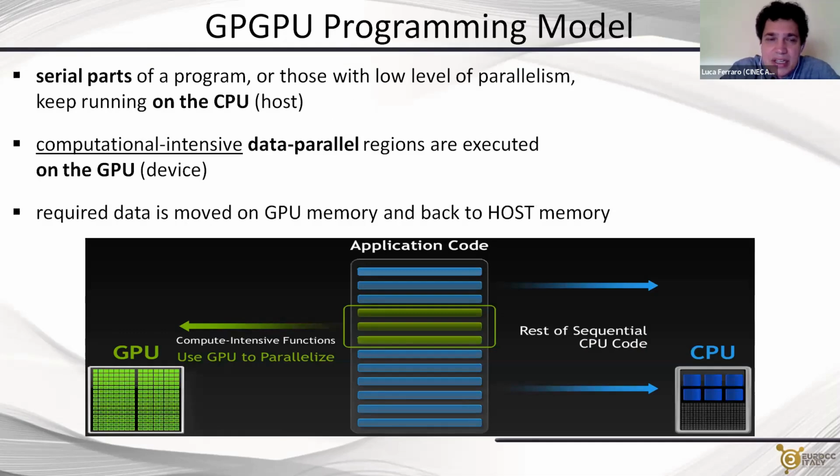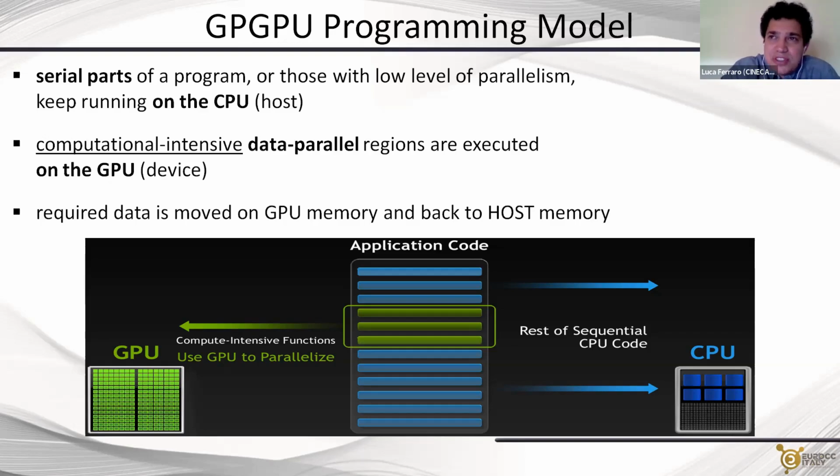How can you do that? You have already seen from the other talk that an application can be ported to a GPU, keeping the serial parts of the program running on the CPU, on the host side, while the highly parallel computation regions can be executed on the GPU. Okay.